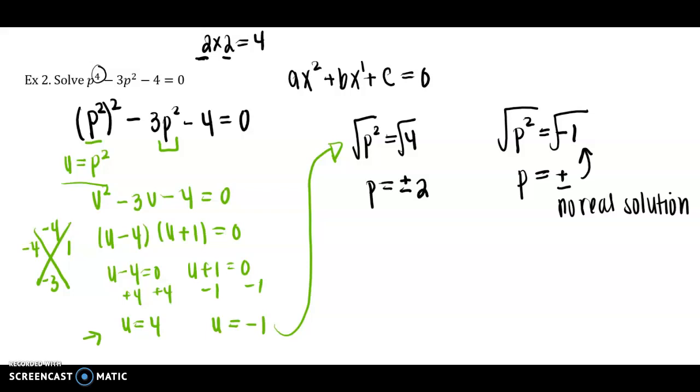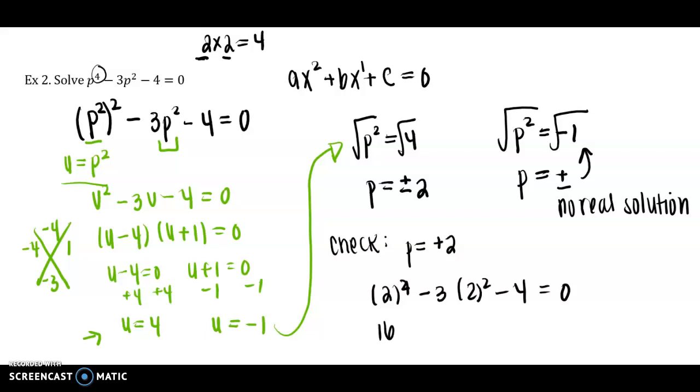Alright, and then you're going to check. So because our original equation only has positive exponents, if I check positive 2, it's going to give me the same answer for negative 2. So we're just going to go ahead and check positive 2. Alright, so 2 to the 4 is 16, minus 12, minus 4 equals 0. And yep, you get 0 equals 0, so both of these work. Alright, so that's it.